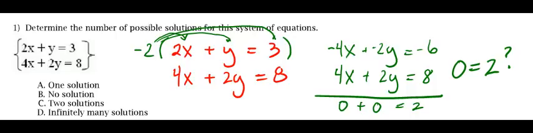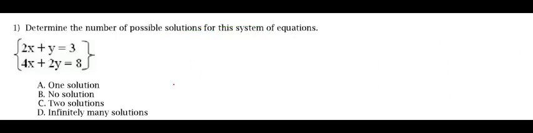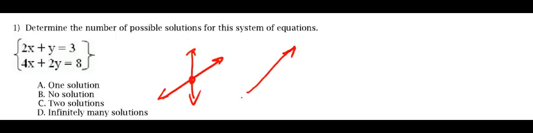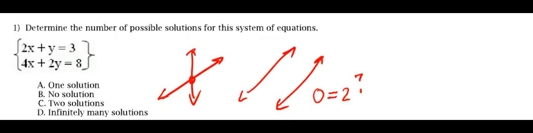Let's go back to my pictures again here. When I had two lines that intersected once, that was one solution. When I had two lines that never intersected, this was no solutions. And what you get when you see no solutions is a false statement, something like what we just got, 0 equals 2. Well, that's never true. If you get a false statement, then that means there are no solutions. It's never true, no solutions.